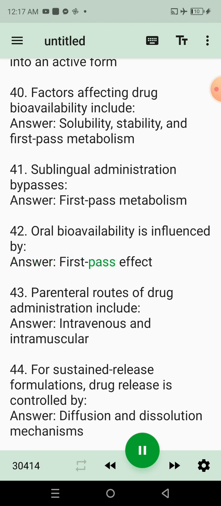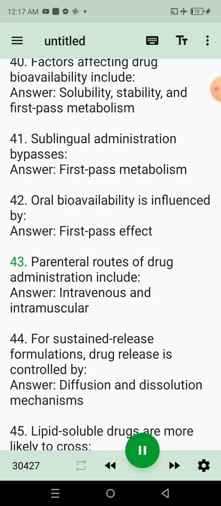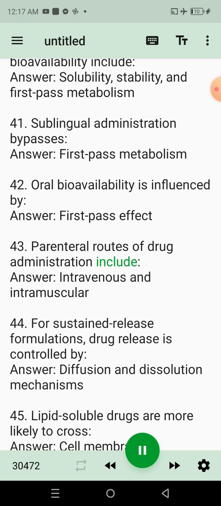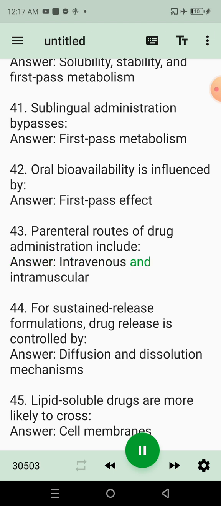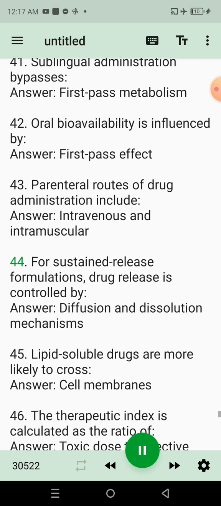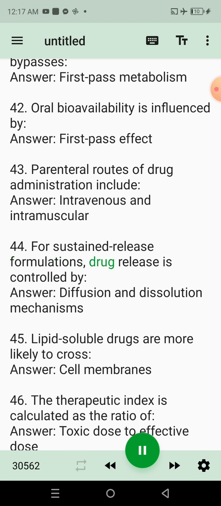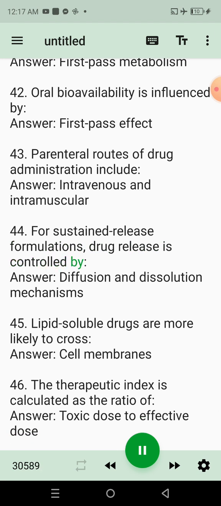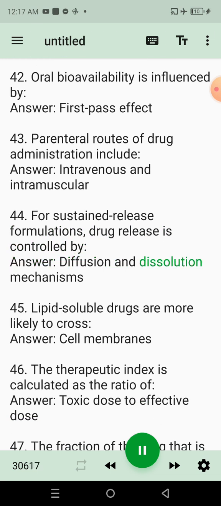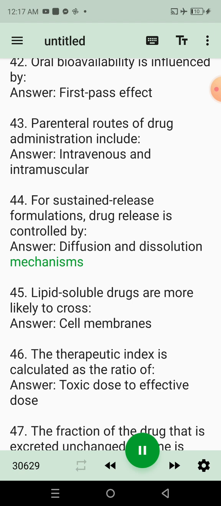Answer. First-pass effect. 43. Parenteral routes of drug administration include. Answer. Intravenous and intramuscular. 44. For sustained release formulations, drug release is controlled by. Answer. Diffusion and dissolution mechanisms.